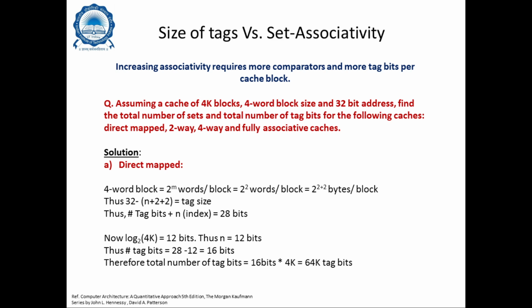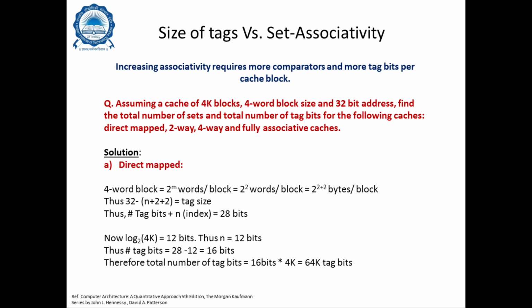Now since you have 4K blocks, therefore log 2 of 4K gives you 12 bits. So therefore the cache index size is n equals 12 bits reserved for cache index. Therefore the number of tag bits can be given as 28 minus 12, which is 16 bits. Okay. Now this is the number of tag bits reserved for each block, or rather you can say each entry, because every block will have a tag, that is every entry will have a tag. So every entry has a tag of 16 bits.